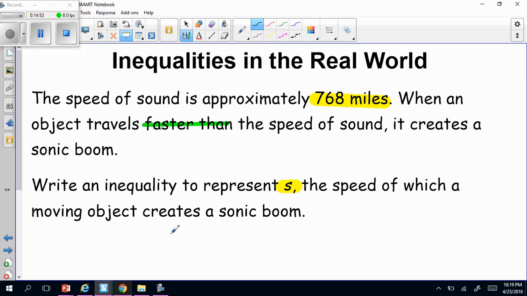It would be S, and now that we know our sign, that it's faster than, S is greater than 768 miles. Now, the speed of sound is approximately 768 miles. S would be that. If it's more than that, you're going to get your sonic boom. So if it's 769 miles, it would be creating a sonic boom: S greater than 768. So have that written in your notebook if you haven't already.